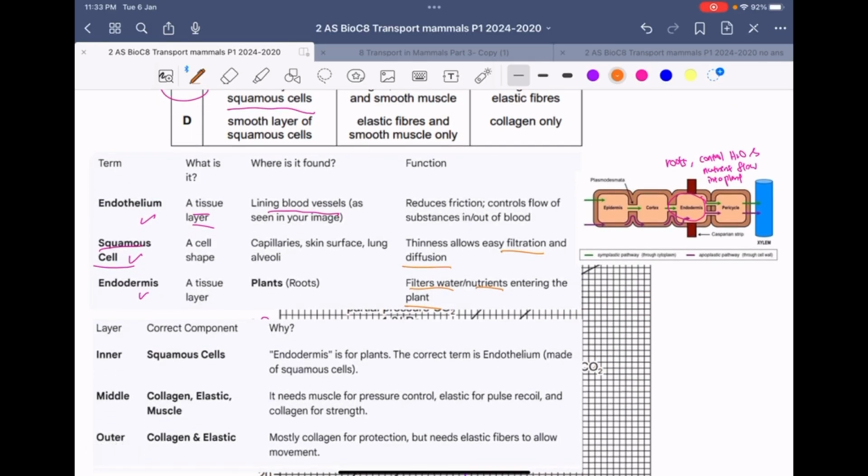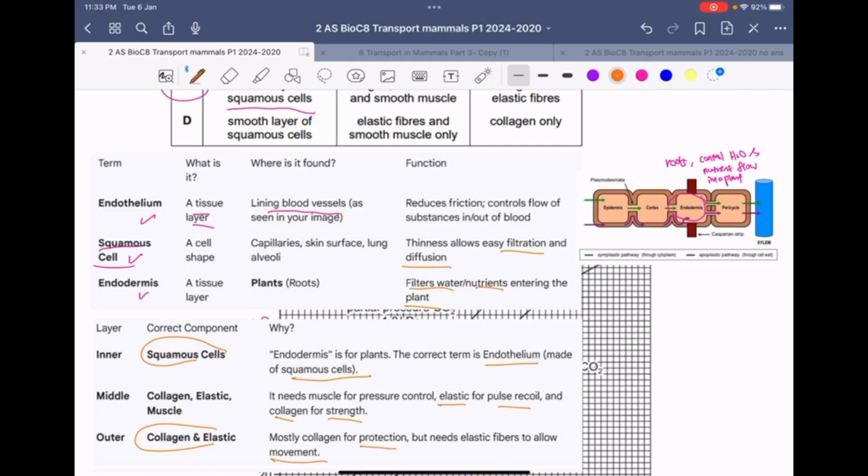And then let's talk about the 3 layers of the artery. So the squamous cell, okay? And then the squamous cell, right, actually the correct term is known as endothelium, which is made from the squamous cell. Endothelium refers to the lining. And then the middle layer will be made from the collagen fibers, elastic, and muscle. So they have elastic fiber for pulse and recoil, and also collagen for strength, to maintain the strength of the blood vessel wall. And then the outer layer, which is tunica adventitia, is comprised of collagen fibers and the elastic fibers for protection and movements.